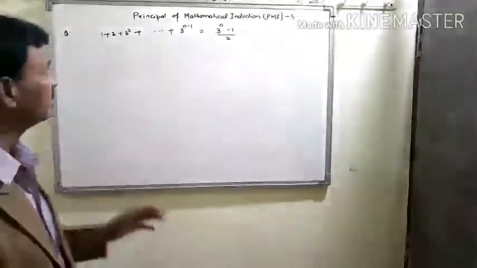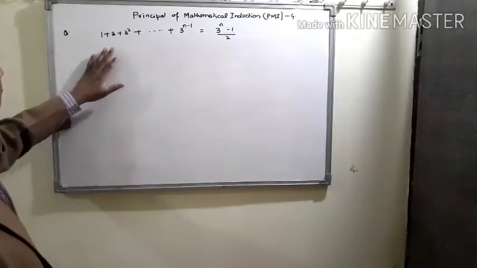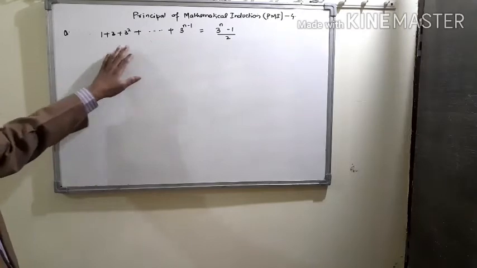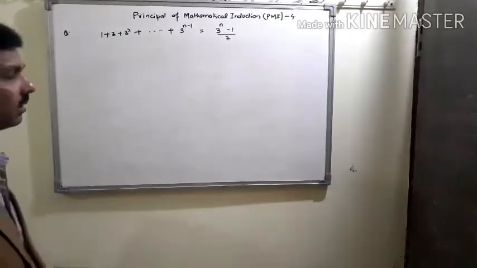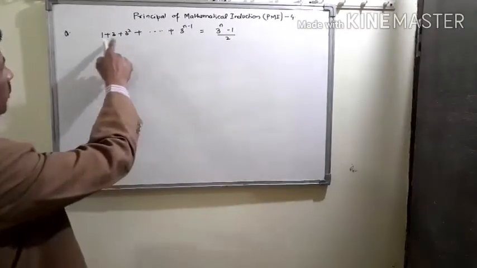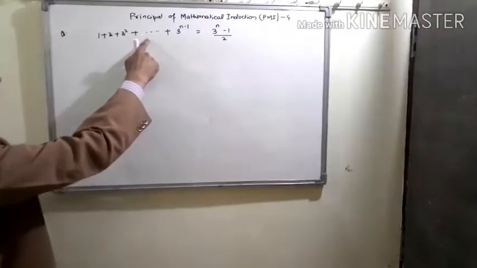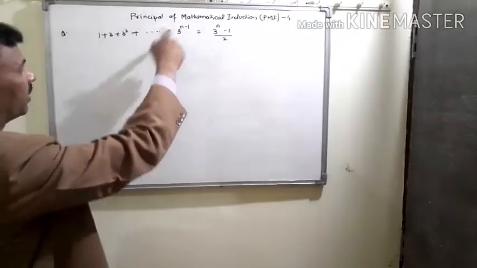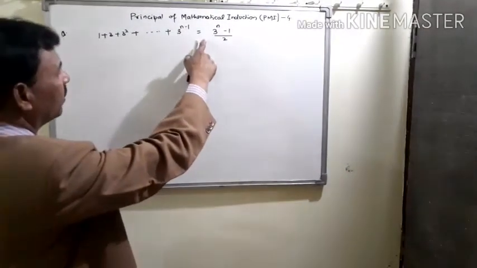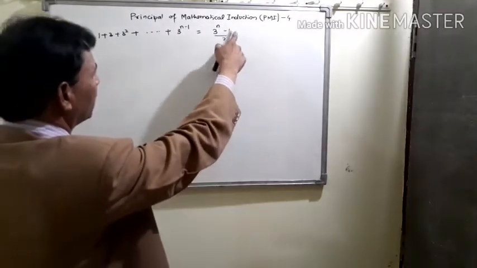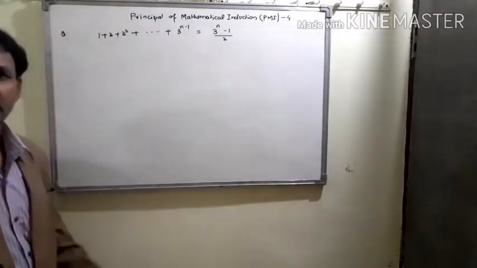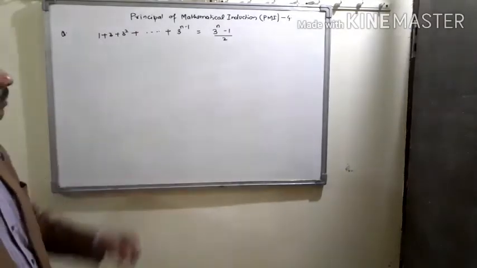Hello students, in this video we will solve a numerical problem related to the principle of mathematical induction. The problem is 1 + 3 + 3² + ... + 3^(n-1) = (3^n - 1)/2. This is a numerical problem related to PMI.